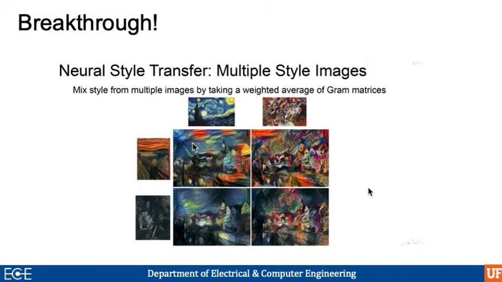And the breakthrough comes from Gatys' work, neural style transfer. It simply mixes styles from multiple images by taking a weighted averaging of Gram matrices. What is a Gram matrix? We will talk about it later in the project.